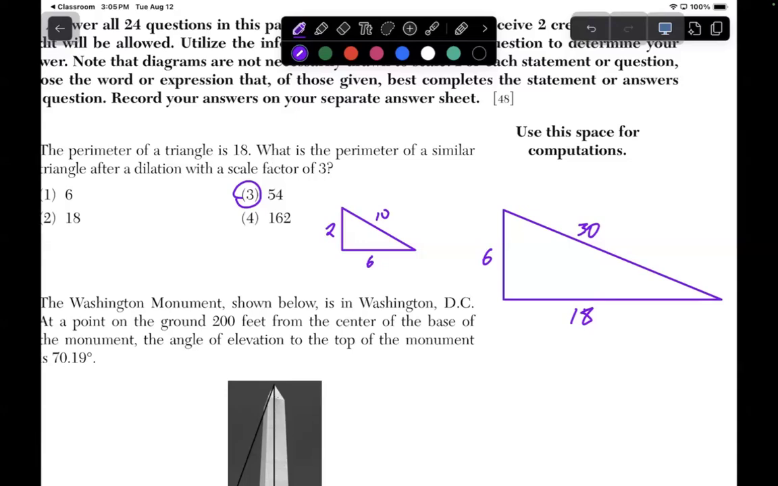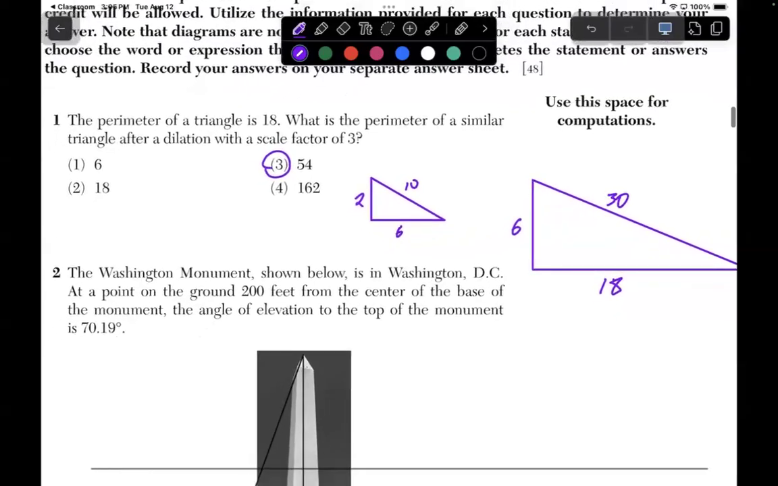Not too bad. Okay. Any questions about number 1? All right, we'll keep on trucking then.